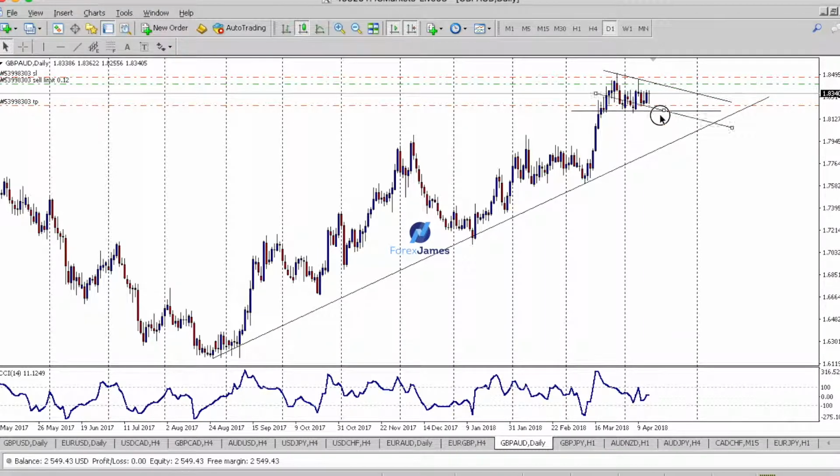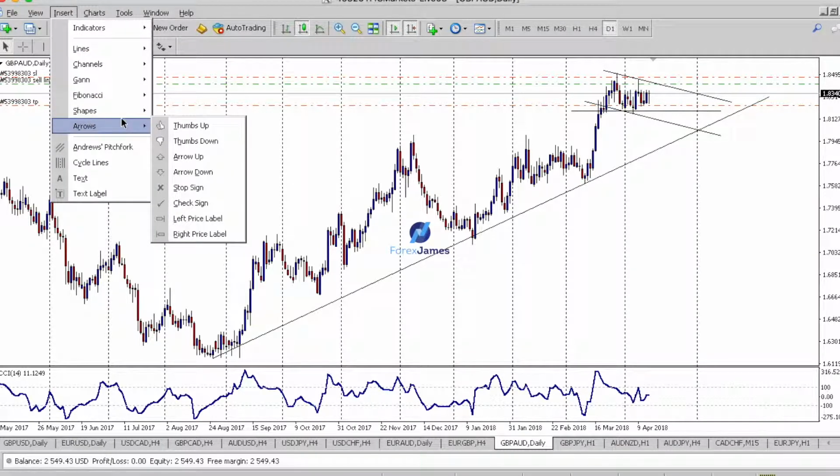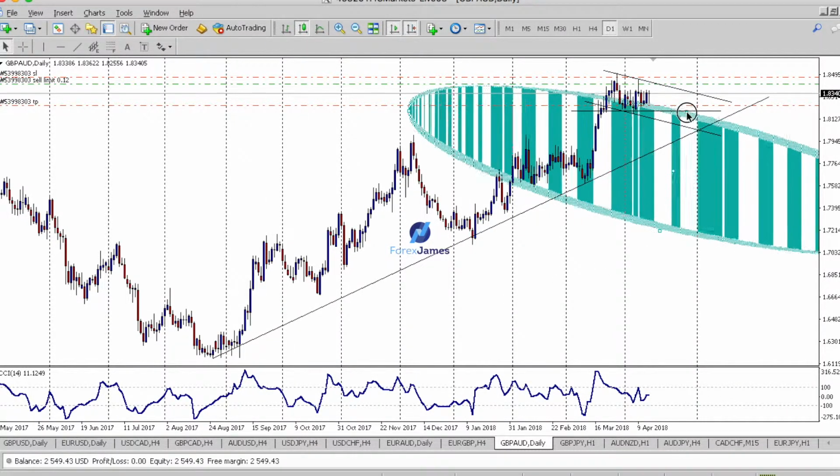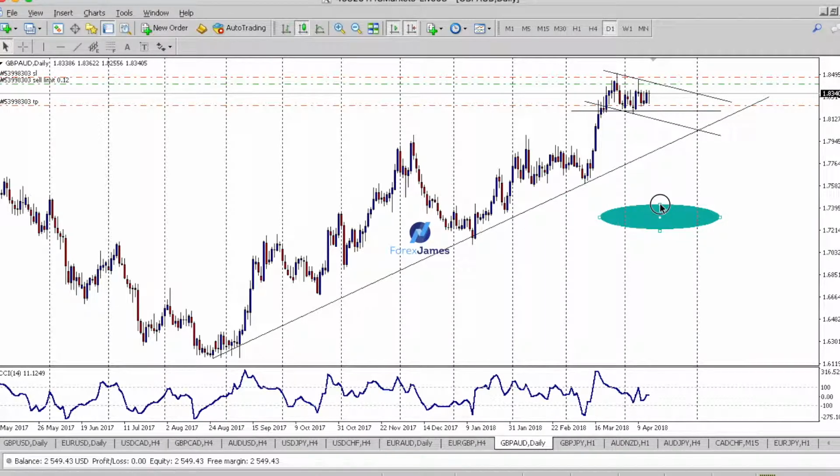And once price respects this trend line here and goes lower, this is going to be a buy zone for us, this area. So I'll put in another oval ellipse. Oops. Right about there.